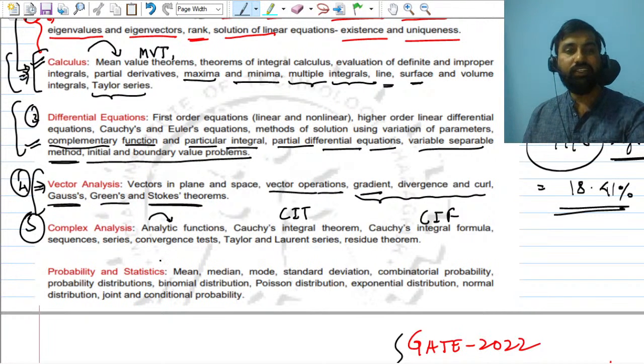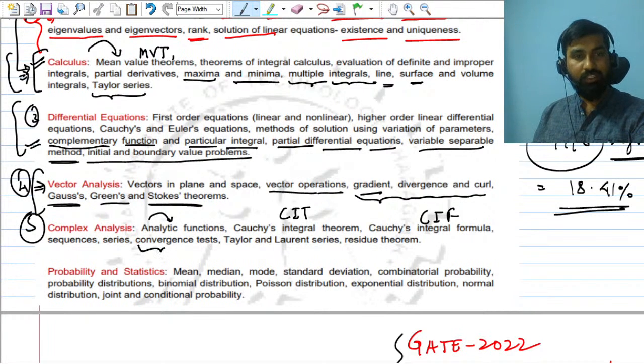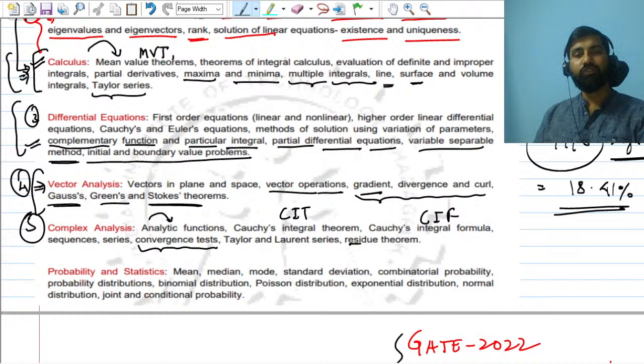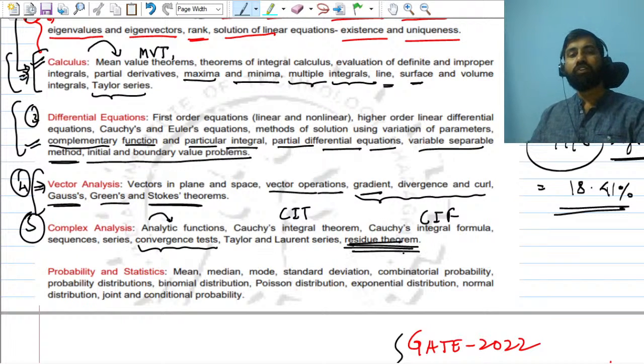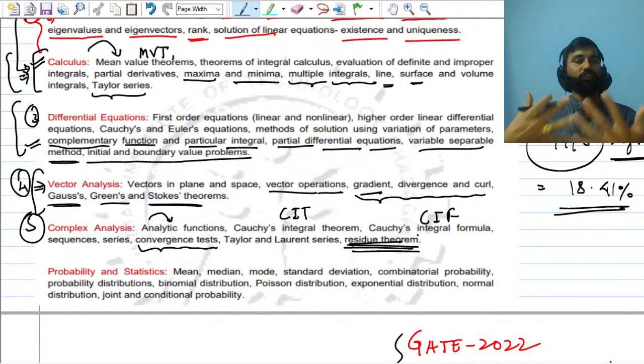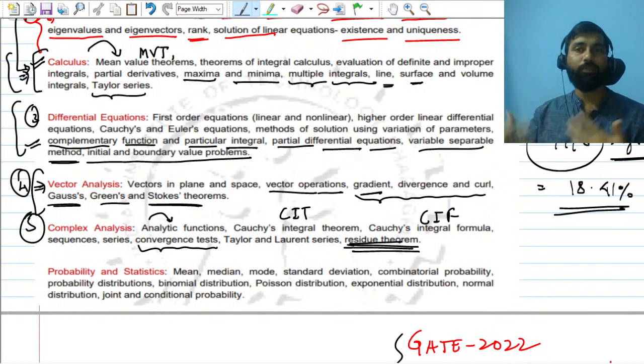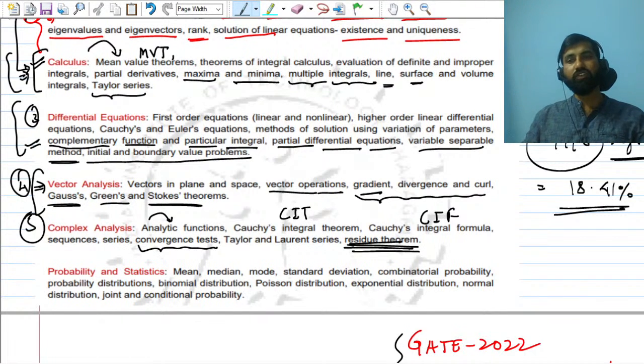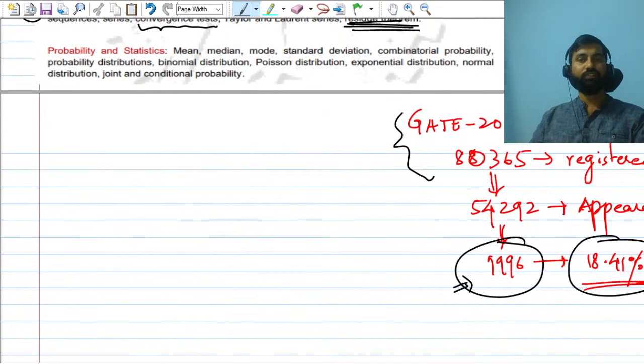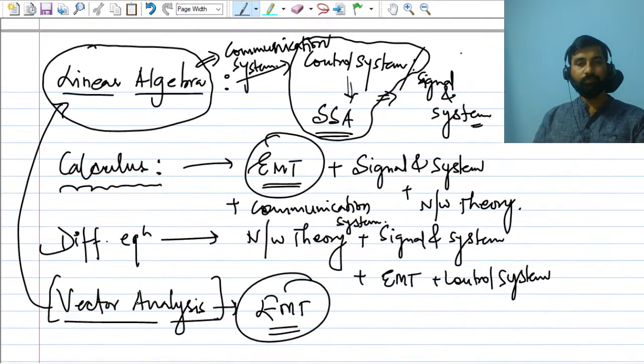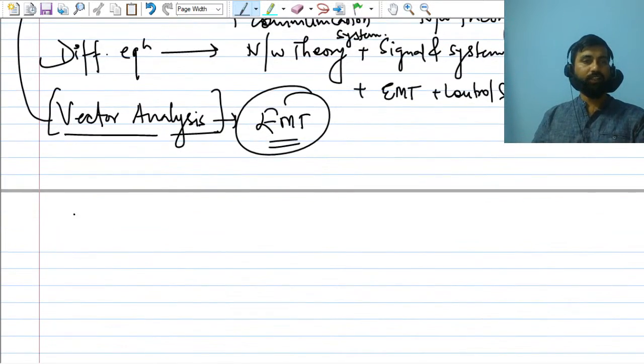Then sequences and series, convergence tests. Okay, so this time in GATE 2022, there was a question from convergence tests, and the Taylor and Laurent series and the residue theorem. This is also one of the very important topics. So what is the application? I mean, where are you supposed to find complex analysis as an application in your core subject? When you study the Z transform in signals and systems, complex analysis will come in. So here I am writing complex analysis.